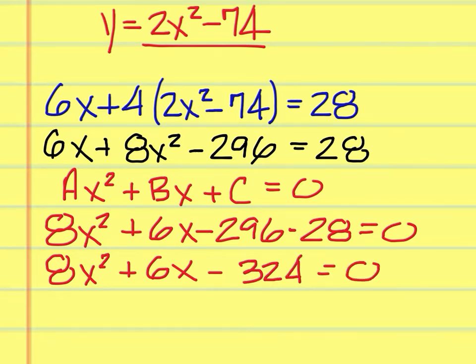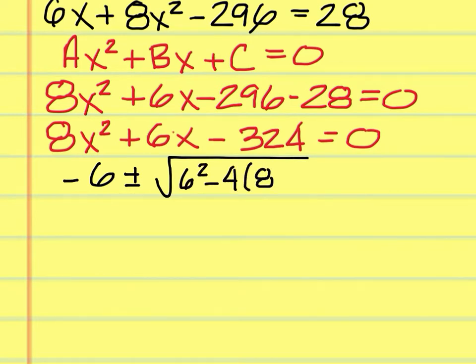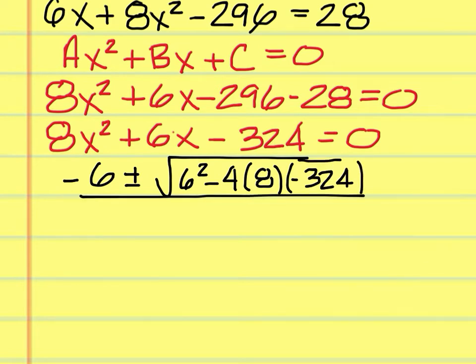Quadratic formula, factoring, or completing the square. Anytime you have a value of something other than 1 on the x squared, completing the square is not a good option. Quadratic formula always is. Factoring, you could factor this, but it would be kind of messy and take a lot longer than just doing negative 6 plus or minus the square root of 6 squared minus 4 times 8 times negative 324. And then put that over 2 times 8.